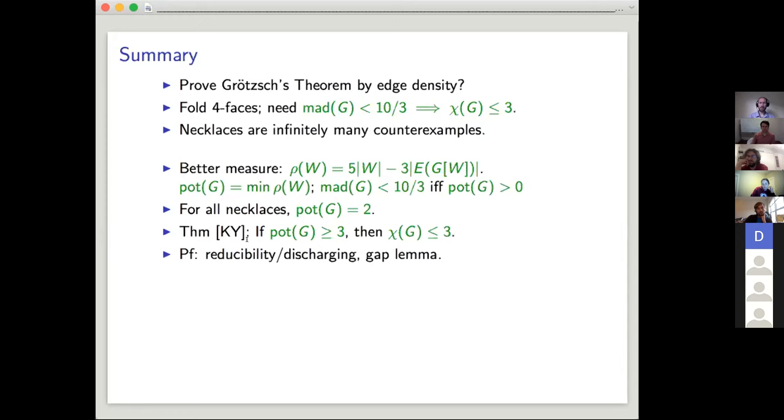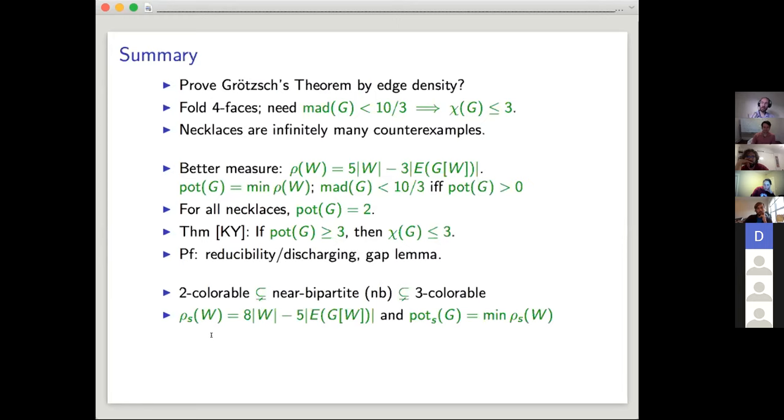The way that they proved this was a reducibility and discharging argument. A big part of what makes their reducibility work is this gap lemma that we talked about. What I did with Matt Yancey was we looked at nearly bipartite graphs, which is somewhere in between being 2-colorable and 3-colorable. The interesting case was for simple graphs, and we defined the rho function this way and the potential that way. Essentially what this is saying is, if you have maximum average degree at most 16/5, then you will have one of these partitions.